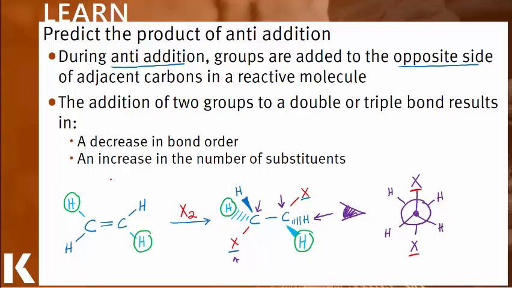Additionally, just like with all other types of addition reactions, we see a decrease in the bond order. We're starting out with two bonds between our two carbons. This would be a second order bond. And then after the reaction, we only have one bond between our carbons. So this would be a first order bond. So again, we see that decrease in the bond order with a subsequent increase in the number of substituents. So let's take a look at a few different reactions that you will see or have seen during your tenure in organic chemistry.